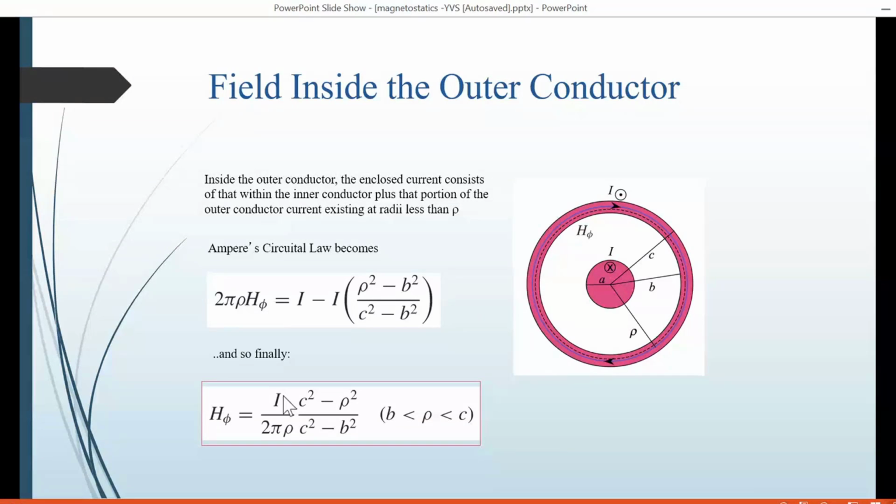So H phi is equal to I upon 2 pi r into bracket (c square minus rho square) divided by (c square minus b square). This is the intensity at the distance r, which is in between b and c, in the outer conductor. In this way we can apply Ampere's circuital law to find different intensities within the coaxial cable.